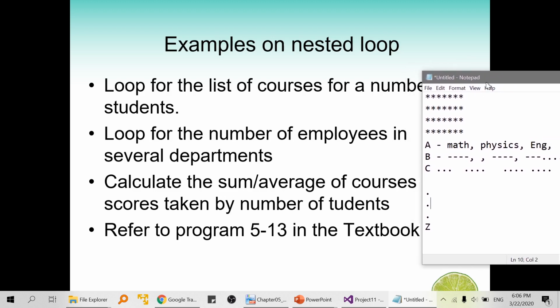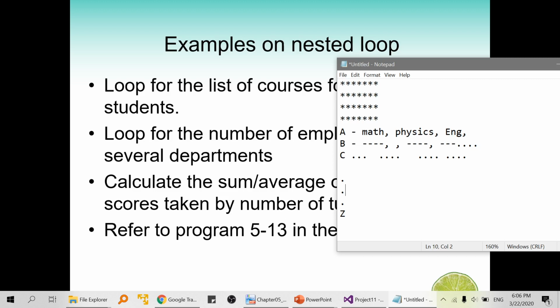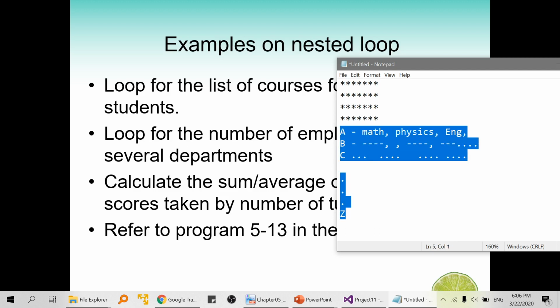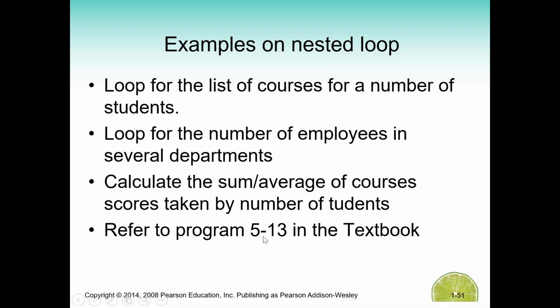Let's say students have different courses, and they achieve their scores in the final exam maybe, or in any of their assessments. So you want to calculate the sum of the courses for each student, accumulating for maybe 6 or 7 students, or the whole class of 30 or 40 students. In this case, this could be one of the implementations of the nested for loop. All right, so you can refer back to program number 5-13 in the textbook.